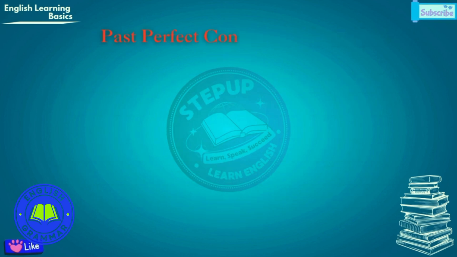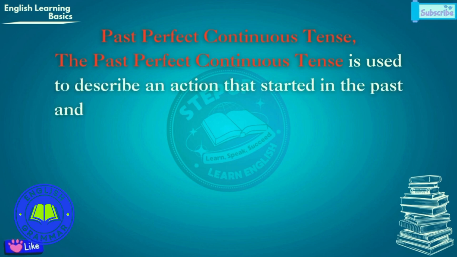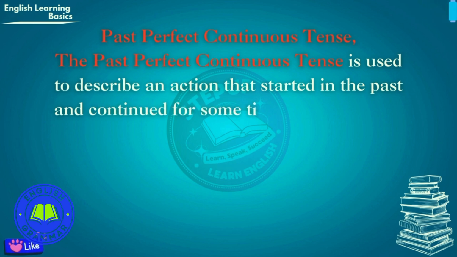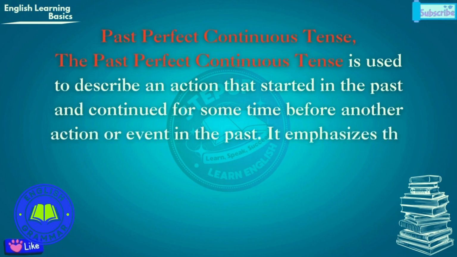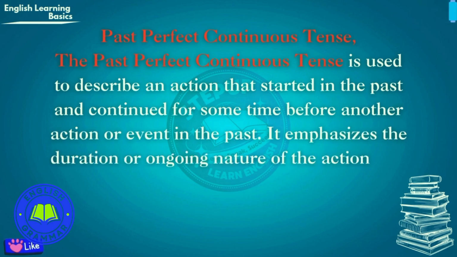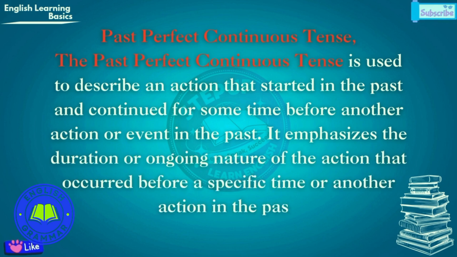Past perfect continuous tense. The past perfect continuous tense is used to describe an action that started in the past and continued for some time before another action or event in the past. It emphasizes the duration or ongoing nature of the action that occurred before a specific time or another action in the past.